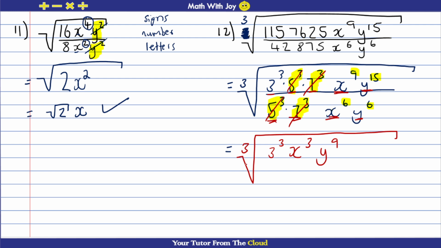Now we have something like this, and this is a bit easier because the cube root of 3 to the power of 3 is 3. The cube root of x to the power of 3 is x. The cube root of y to the power of 9 is y to the power of 3, because y to the power of 3 times another y to the power of 3 times another y to the power of 3 is going to give us y to the power of 9. So the cube root of y to the power of 9 is y to the power of 3.